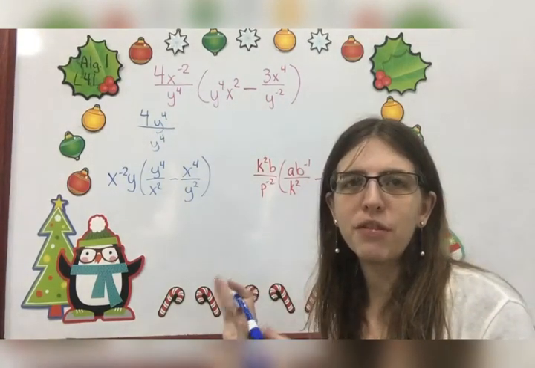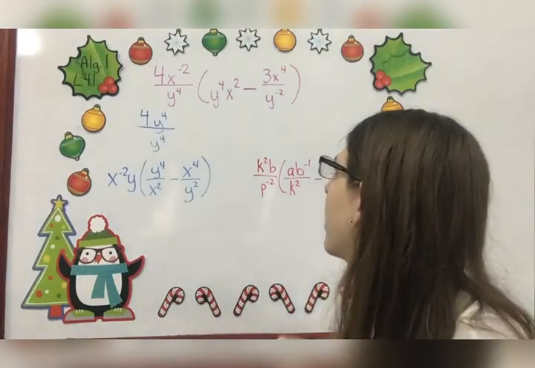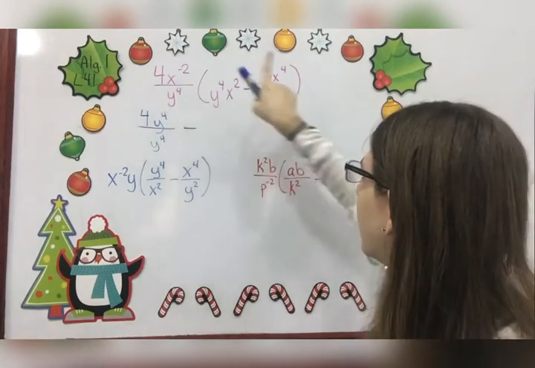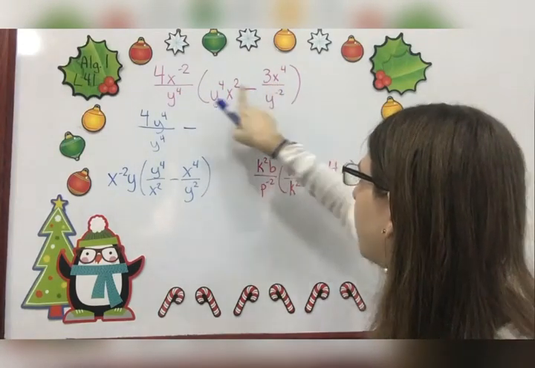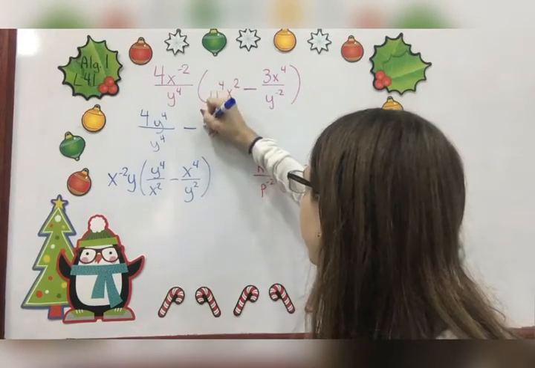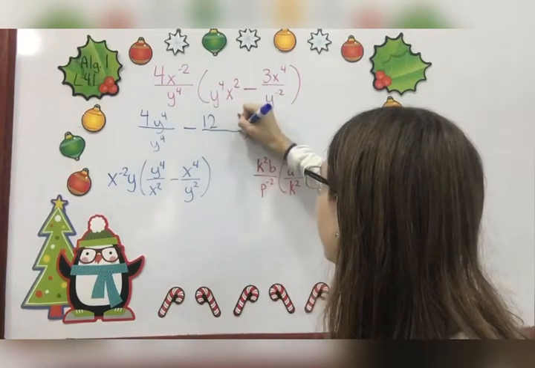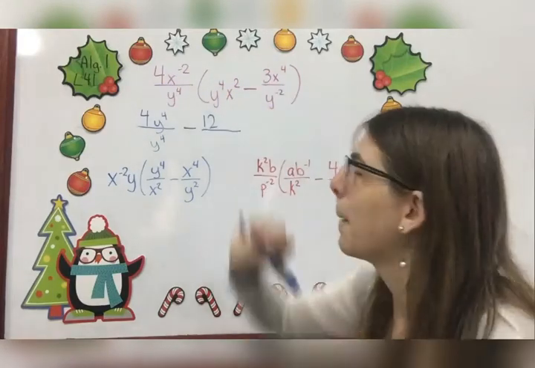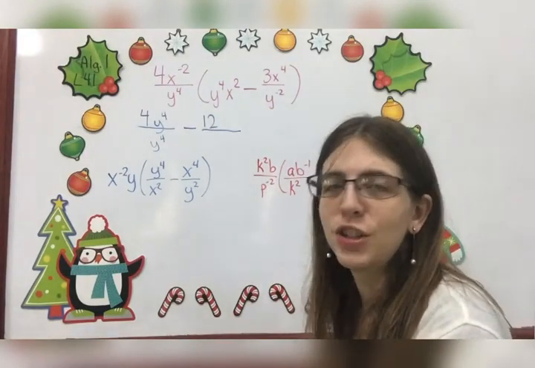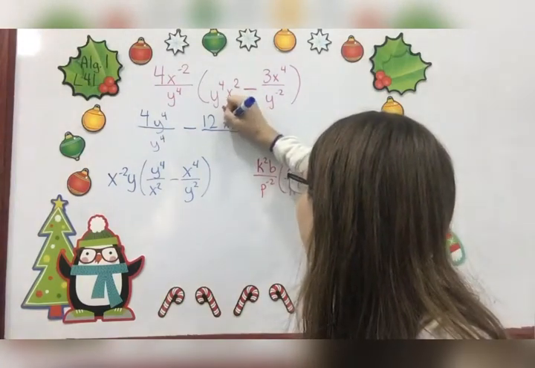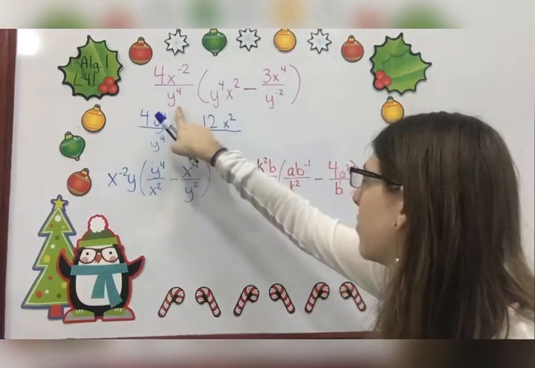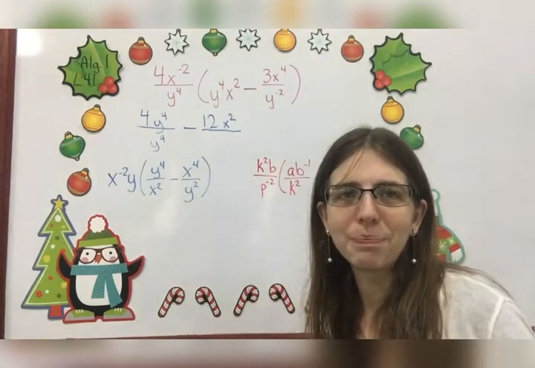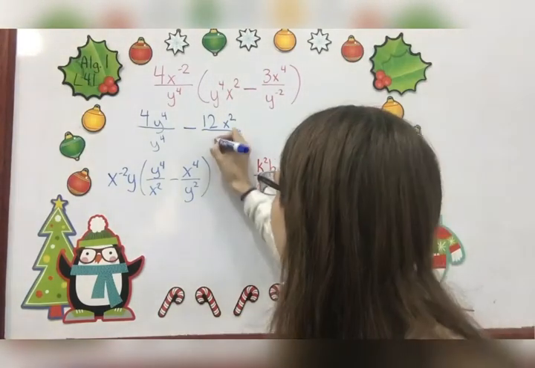Yes, this can be simplified, but we're going to get to that in just a minute. Now I have minus 4x^-2 times 3x^4. 4 times 3 is 12. x^-2 times x to the 4th. Add my exponents. Negative 2 plus 4 is 2. So I have x squared. Now multiply my denominators. y^4 times y^-2. 4 plus a negative 2 is 2. So I get y squared.